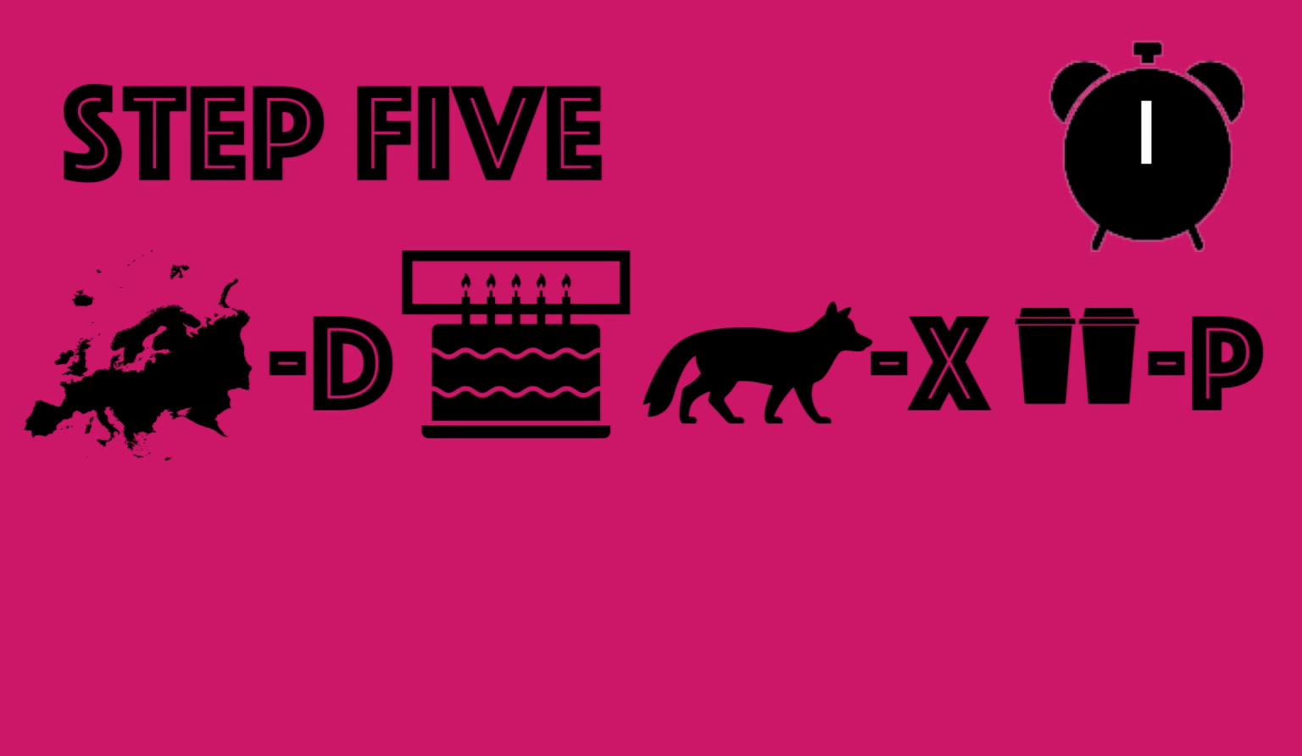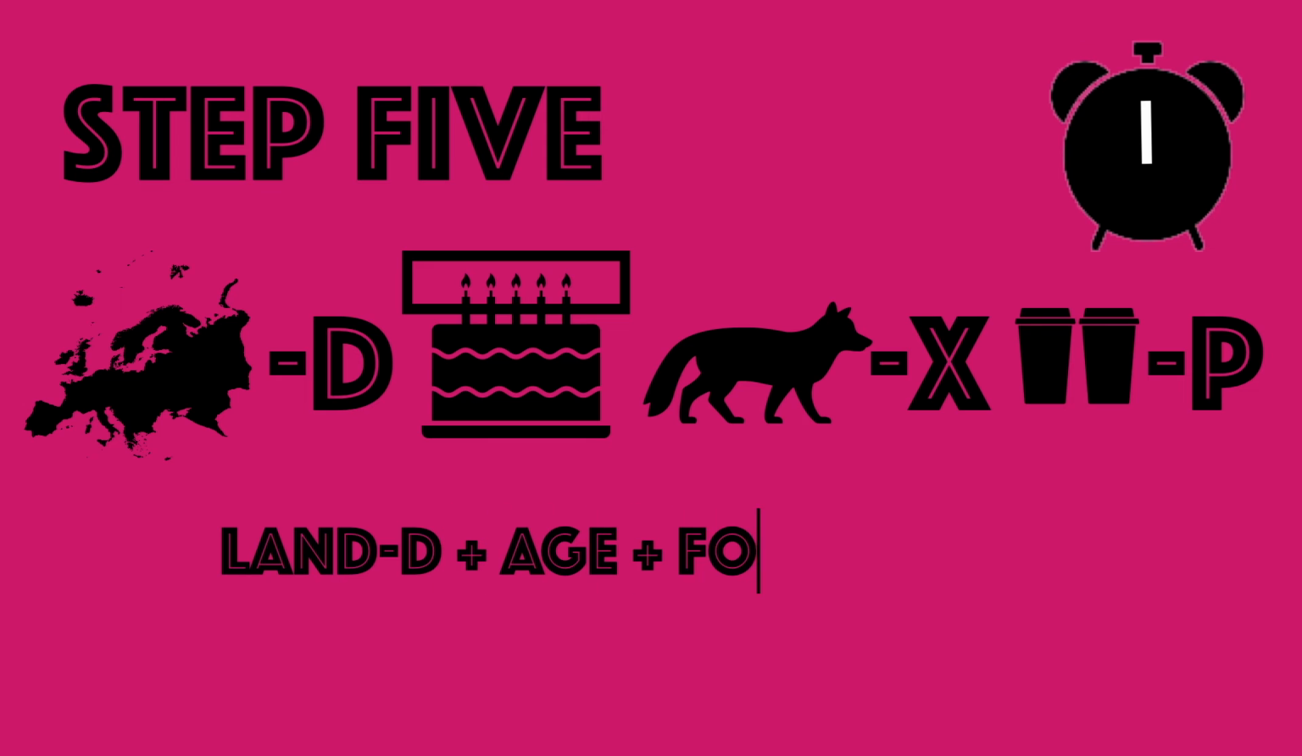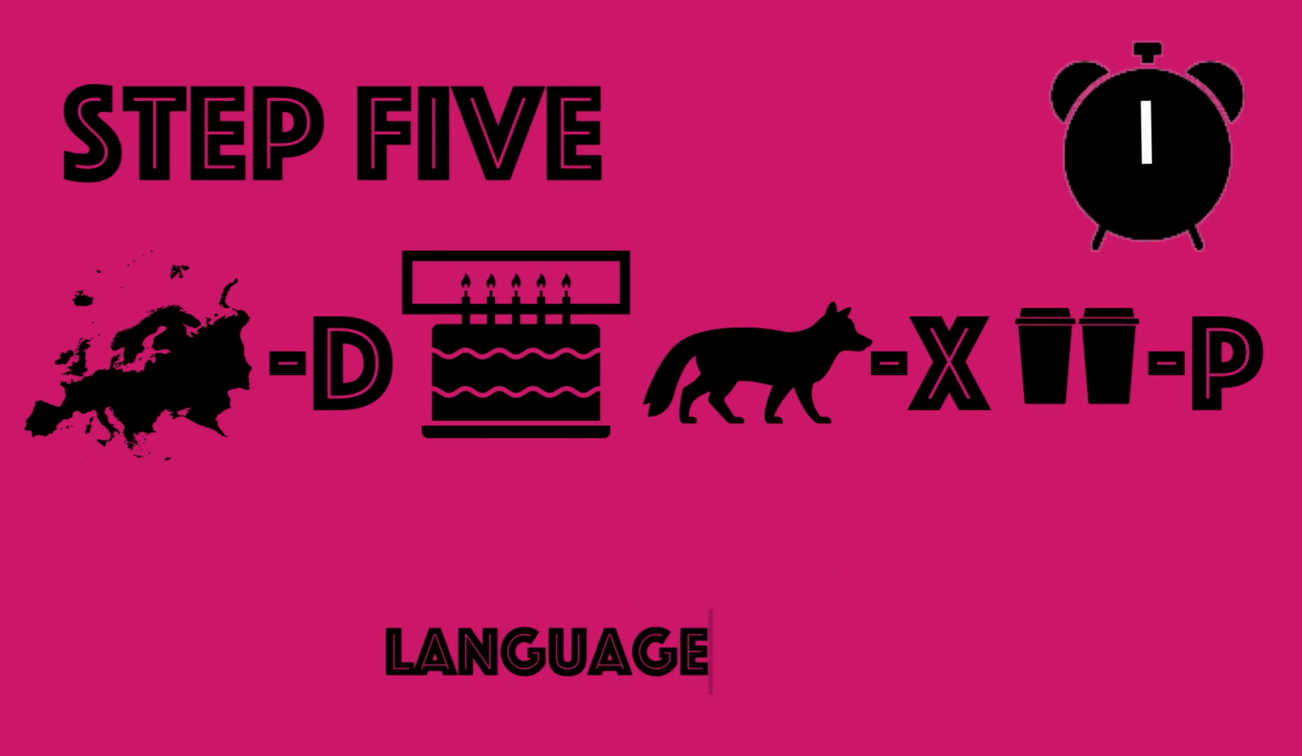You have 10 seconds to guess this phrase. Land minus d, age, fox minus x, and then cups minus p. What is this phrase? You have 4 seconds. 3, 2, 1, time's up. All right, so it's land minus d plus age plus fox, cups minus p. It is language focus.